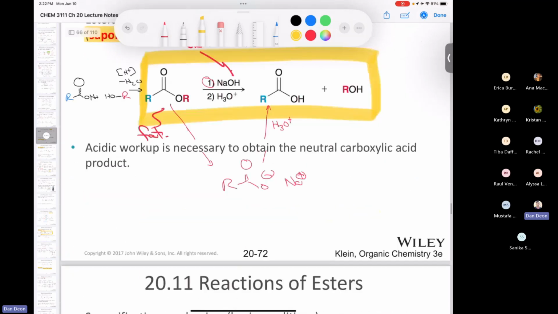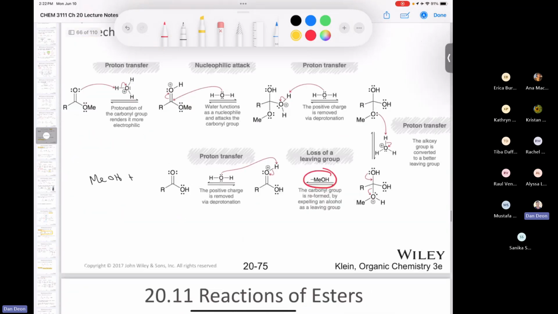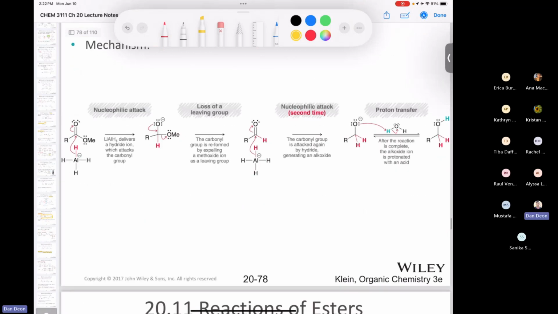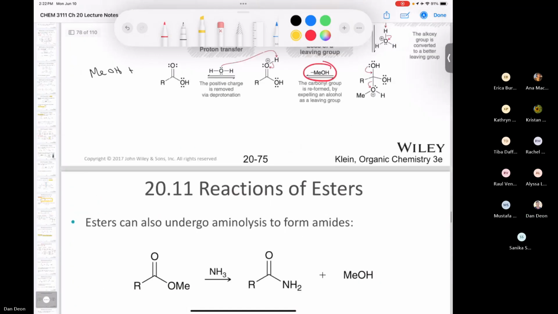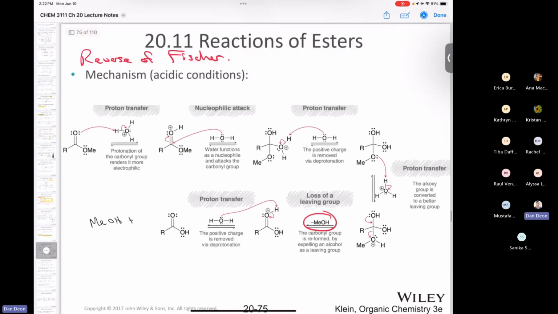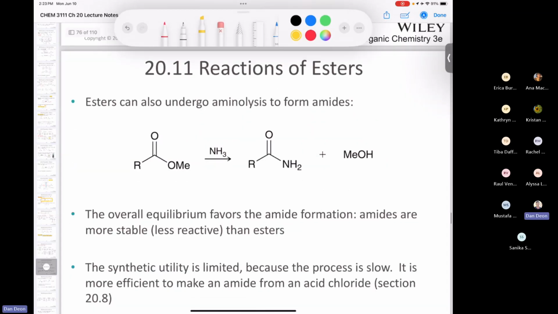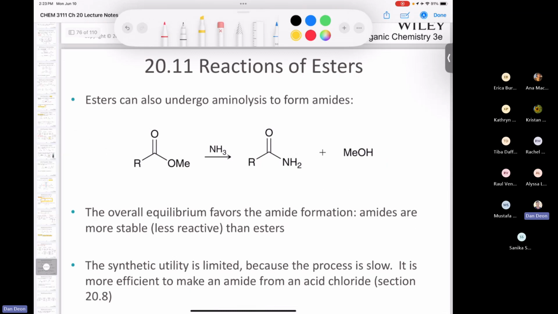Now, if we move ahead, the next functional group that we were going to discuss is amides. But before we get into that, we have to cover a couple more reactions of esters. It turns out that you can actually form an amide from the reaction of an ester with an amine. And then it ends up forming an amide.